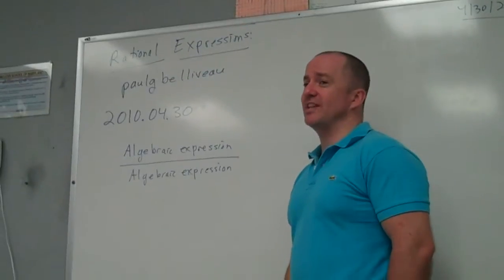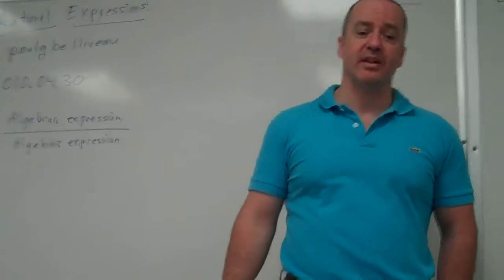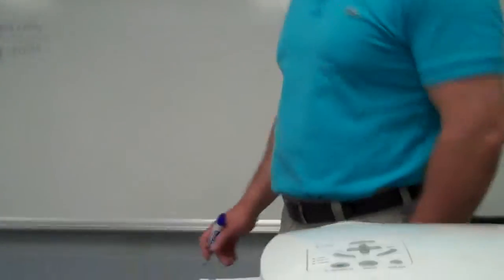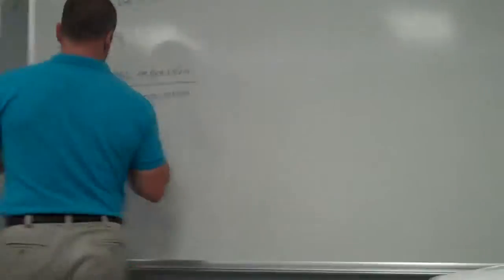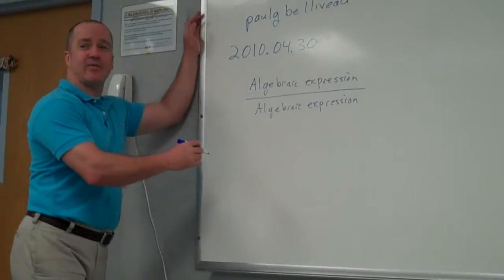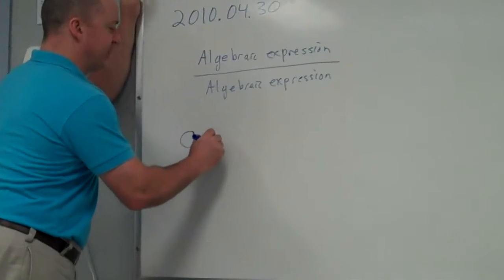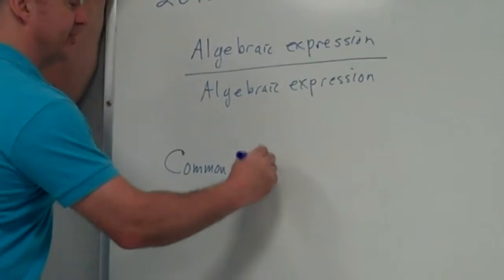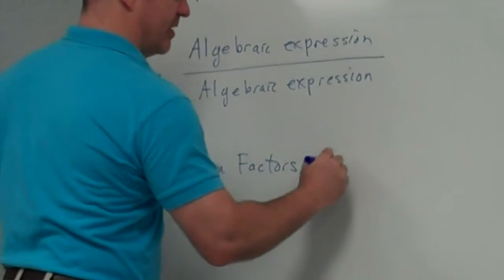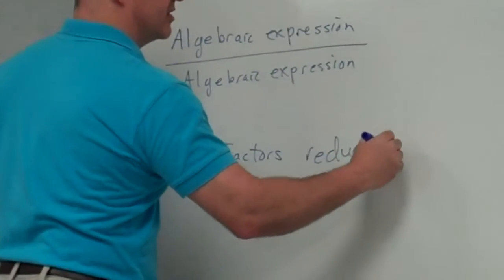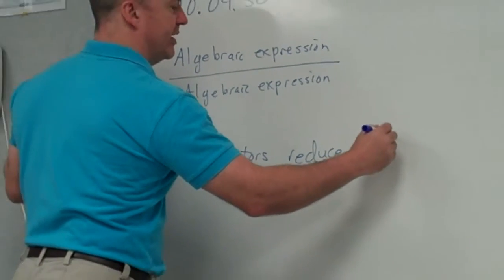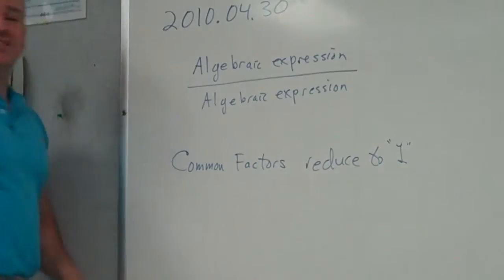What we're going to be working on today is getting these things in simplest form, which sometimes is easy, sometimes is hard. But the first rule is, I'm going to write this the math way, and then I'll try and explain it more in English. Common factors reduce to 1. Now we did some of this earlier.